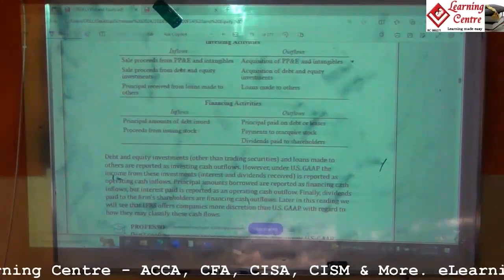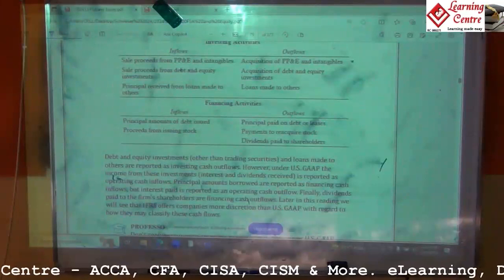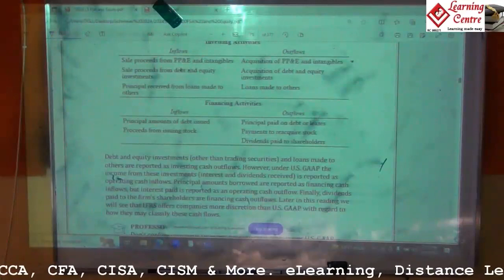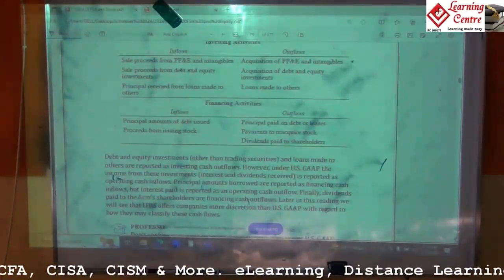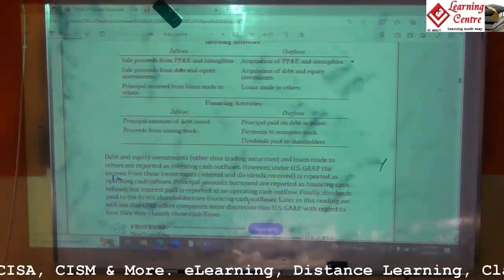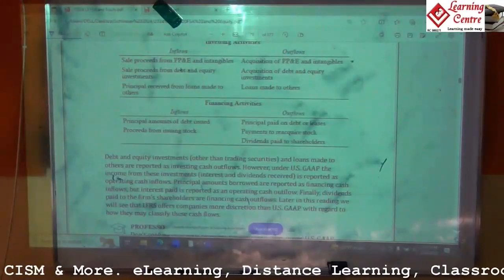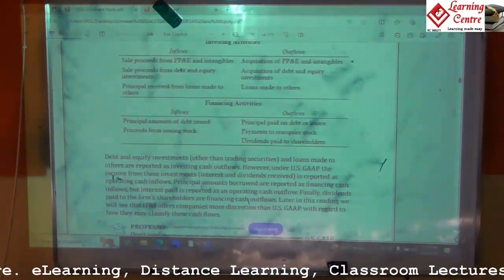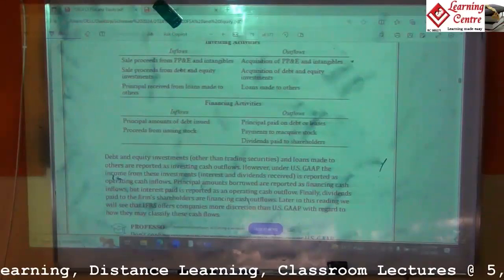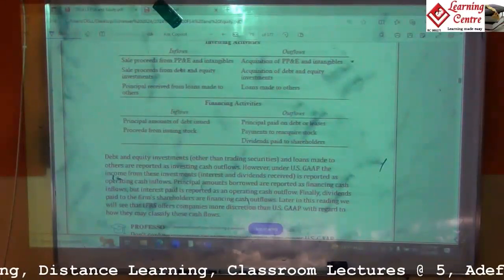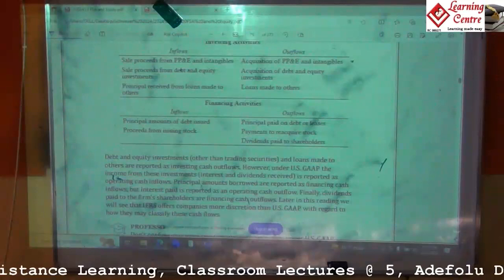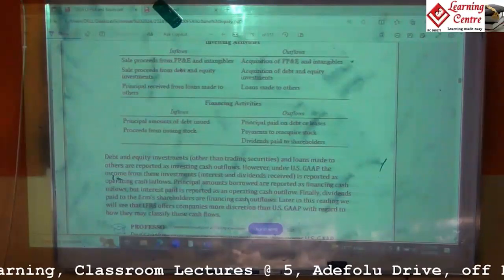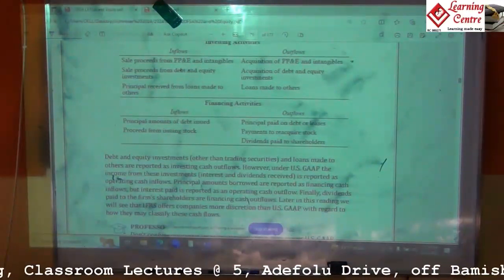Then number two: express each outflow as a percentage of total outflow, and express each inflow as a percentage of total inflow. So whichever one you use is fine, whichever one you use for the two of them is fine. Any question?